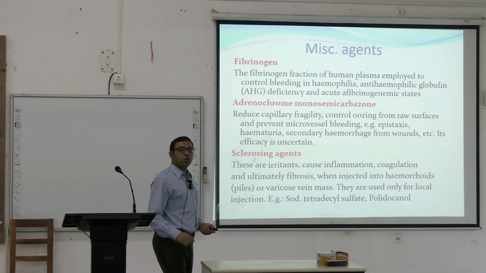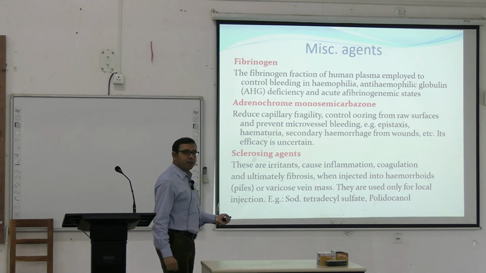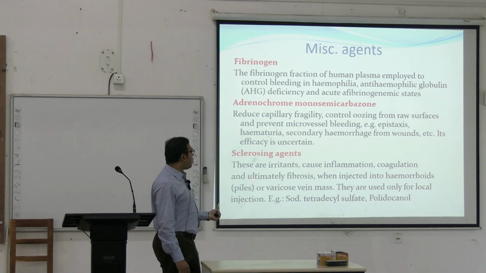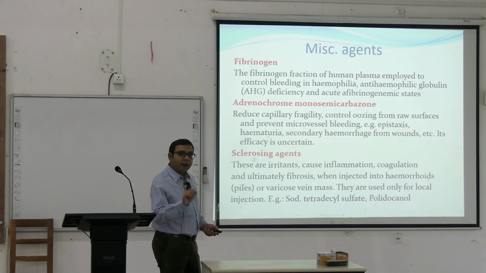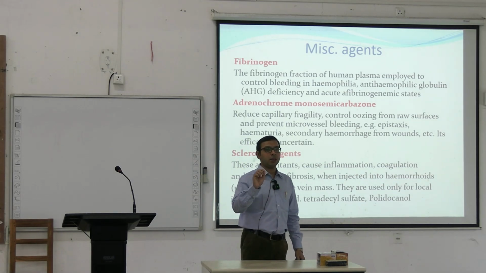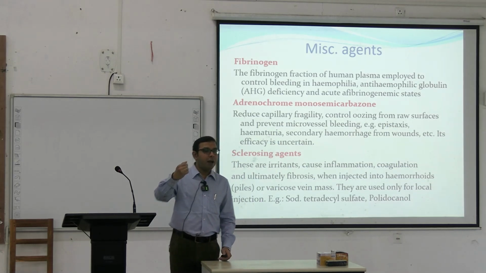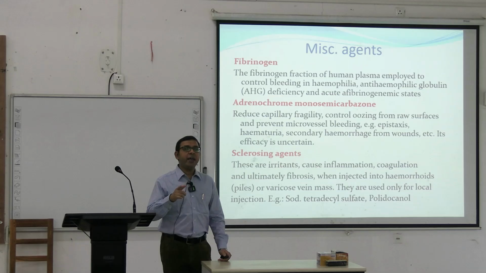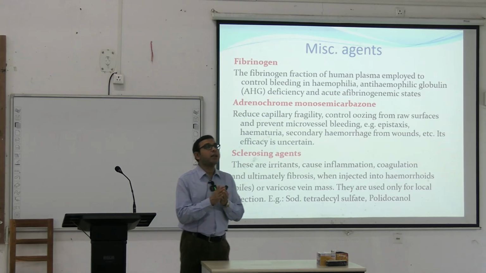Sclerosing agents basically sclerose, contract the blood vessels. So they are irritants, causing inflammation, coagulation and ultimately fibrosis when injected into that area. Mainly it is used in case of hemorrhoids, that is piles. So when there is bleeding piles, that is from the hemorrhoids blood is oozing out, we can inject the sclerosing agent so that the dilated veins can be sclerosed. Okay.